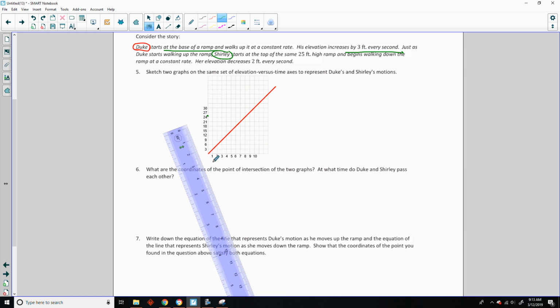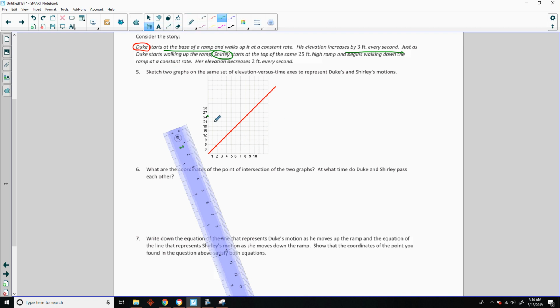Now, after 1 second, she's going to drop 2 feet. So I'm going to subtract 2 every time. I'm looking for integers so it's easy to graph. Did we start at 25? Yes, so these are wrong.